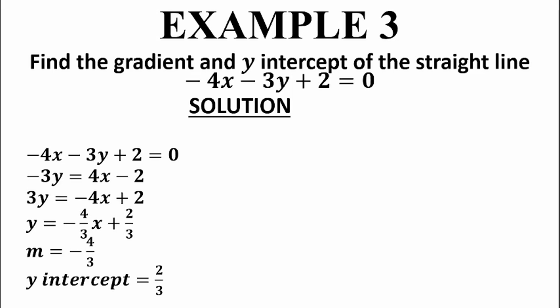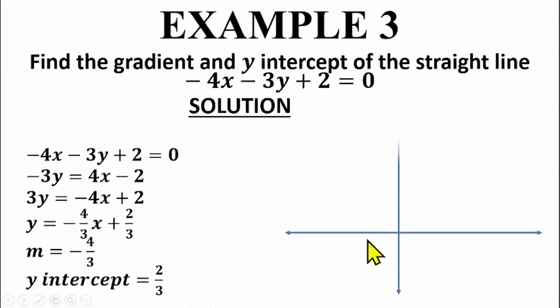I've talked about how we can find the gradient given the two coordinates that the straight line passes through. We have talked about that already. So we are seeing another way of finding the gradient of the straight line from the equation itself, and we have been demonstrating that with different examples. And we have seen the gradient to be minus 4 over 3 and the y-intercept is 2 over 3.